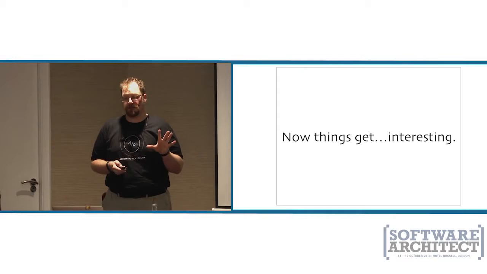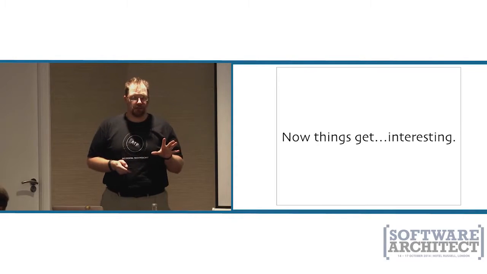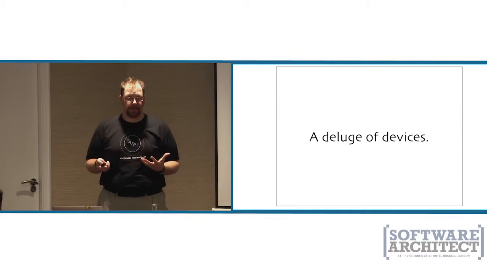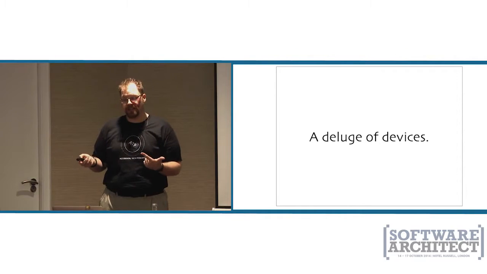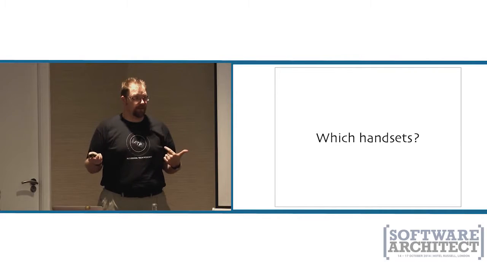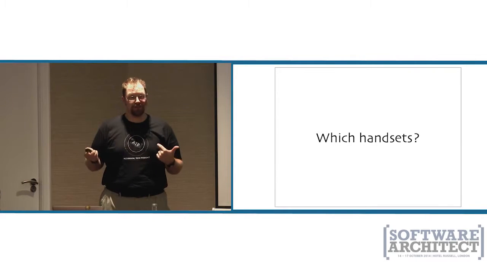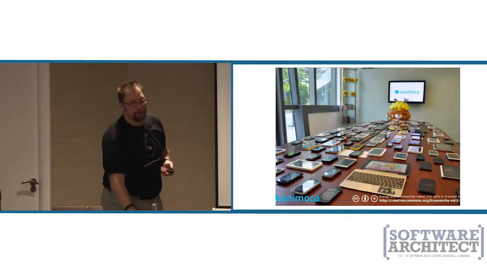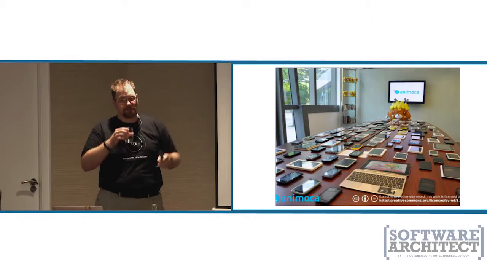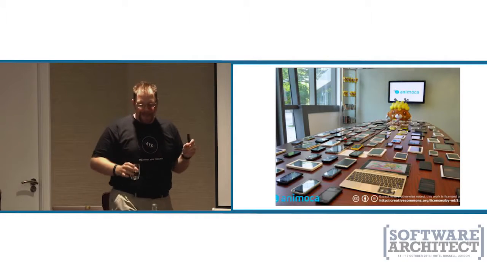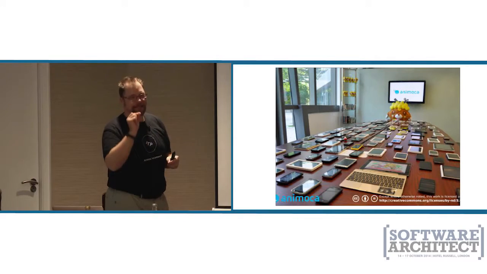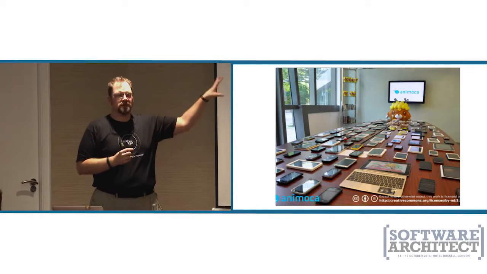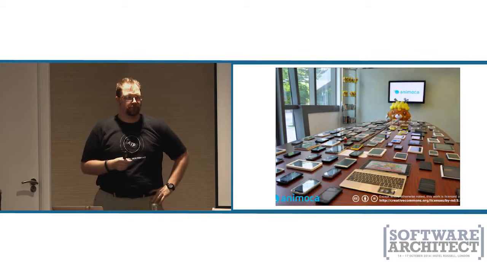This is where things, frankly, start to get really interesting. This is where we start running smack dab into the diversity, or as I said earlier, the deluge of devices. One of the first things we need to discuss as a team is, what handsets do we want to target? That's a non-trivial question right there, gang. This is one of my favorite pictures. This team put out on their conference room table a subset of the devices that they test against. This was just the ones that would actually fit on the conference room table.